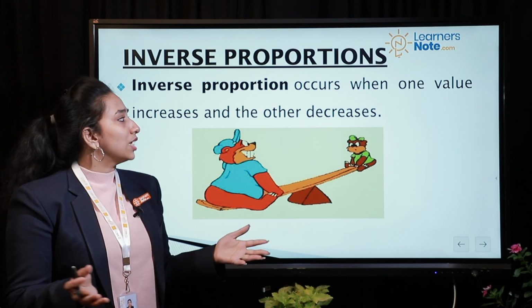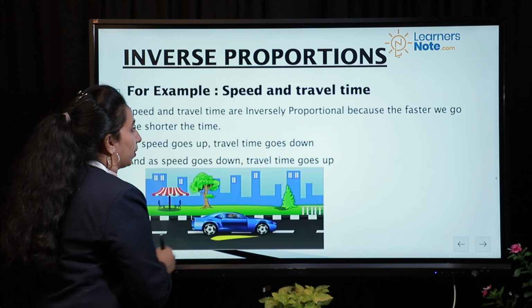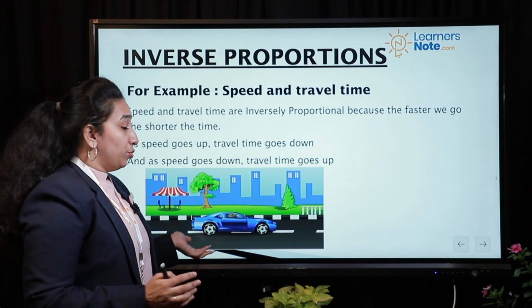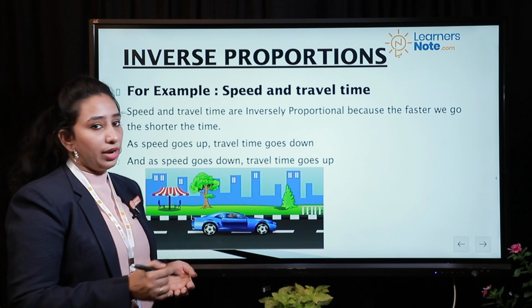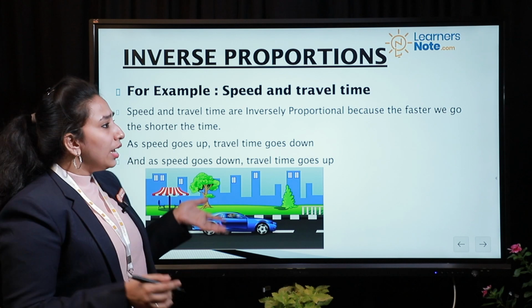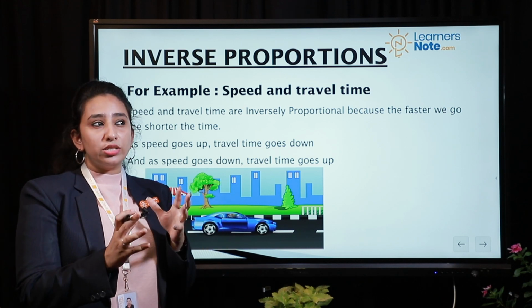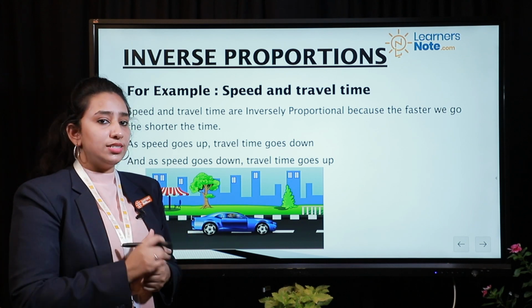So let me give you an example for it. Let's see how we can do it mathematically. I'm sure you would have traveled in cars and other vehicles, right? So speed and time can be considered as inversely proportional to each other. You will be wondering how, so I can just tell you.